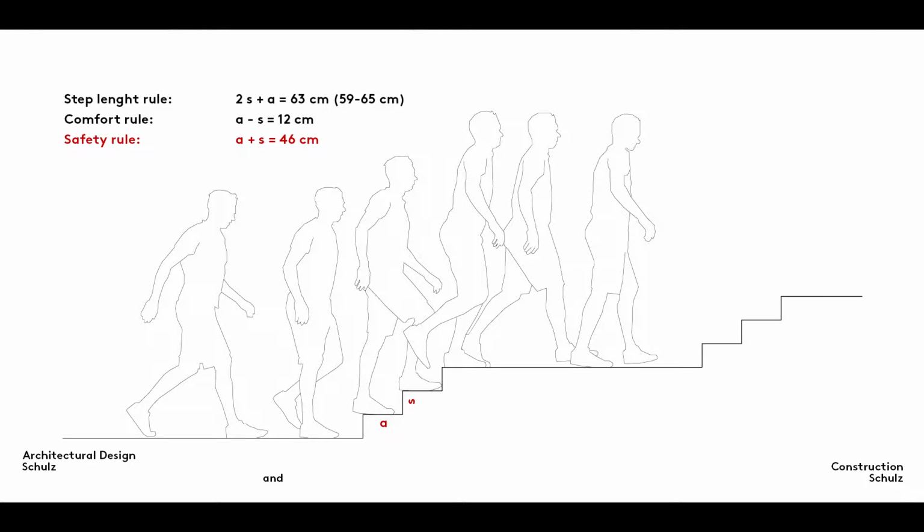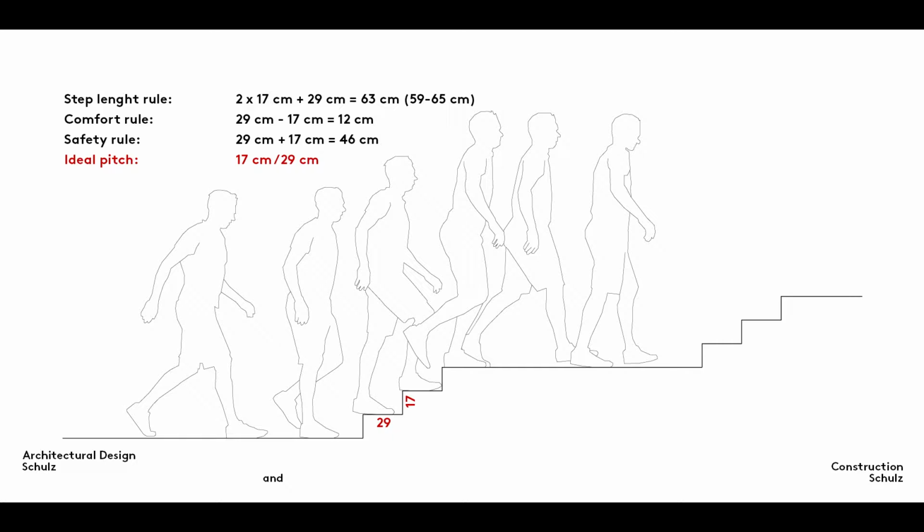Following the safety rule ensures that stairs are safe to walk both up and down. When added together, going and rise should come to 46 centimeters. In our example, where the pitch is 10 over 43, this figure would be very different at 53 centimeters, and the stairs would not be safe.